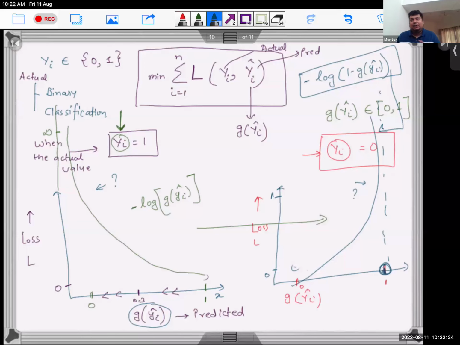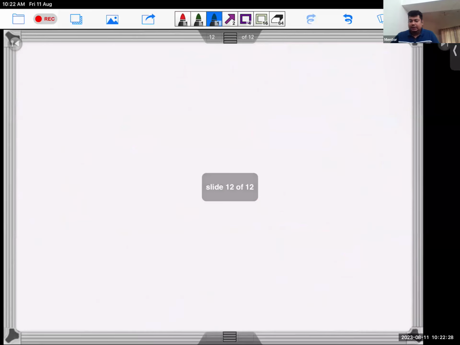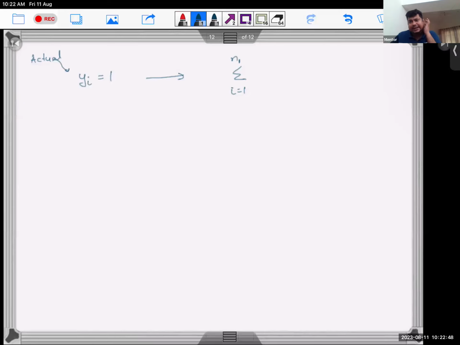And now I'm going to show you how to combine them, since we have two different loss functions. If you have a sample whose actual value is a 1, I will have so many samples in my data set whose actual value is a 1. Can I say that for all of them, the loss function is this? Let's call it N1. If there are N1 samples in my data set with actual value 1, their loss function would be minus of log of g of y I hat.